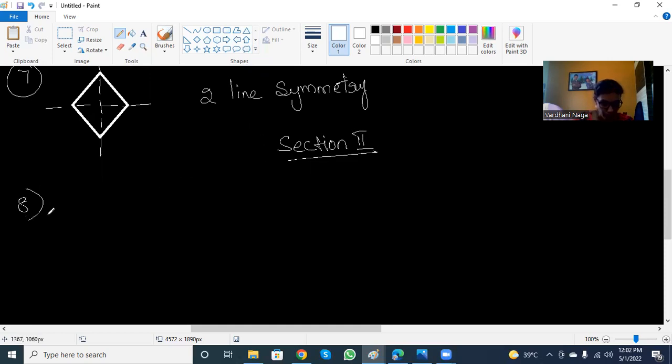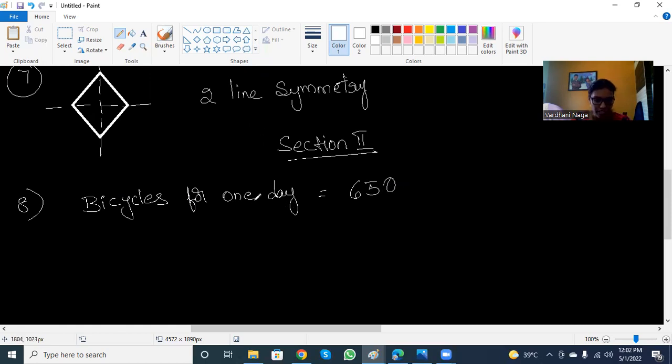Eighth question. A bicycle industry makes 650 bicycles each day. So they can make 650 bicycles in one day. Find the total number of bicycles manufactured for the month of August. So how many bicycles can they make in August?